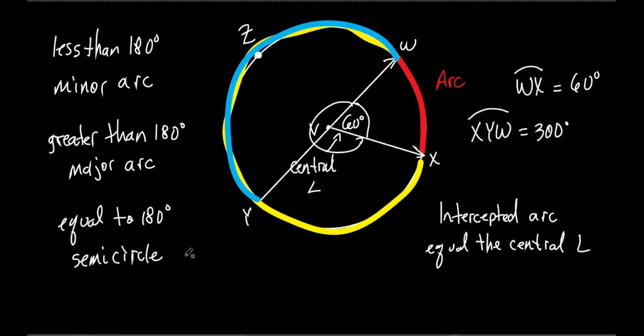All right, so that's what we call a semicircle. If the arc is exactly 180 degrees, dead on, we call that a semicircle. Now, how are you going to write a semicircle? It's not a minor arc.